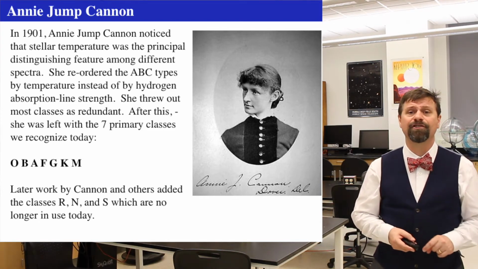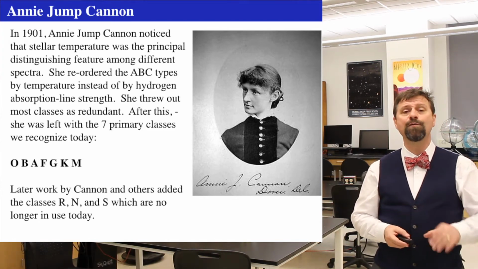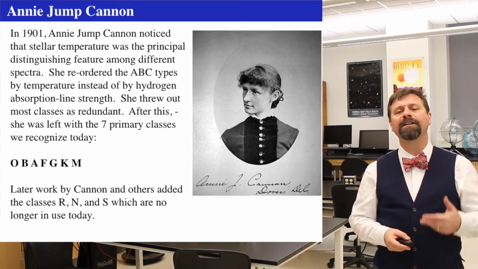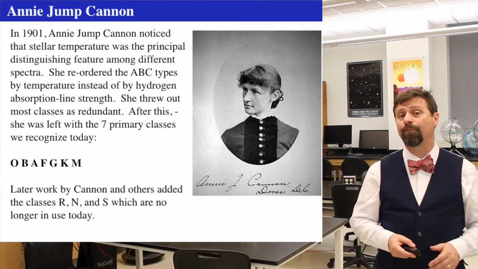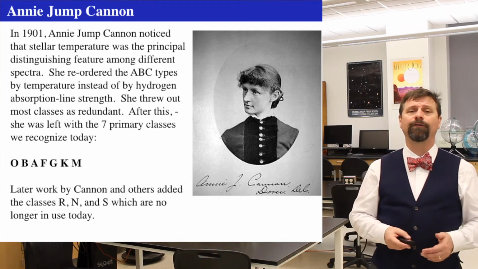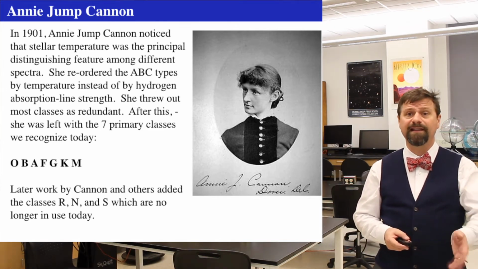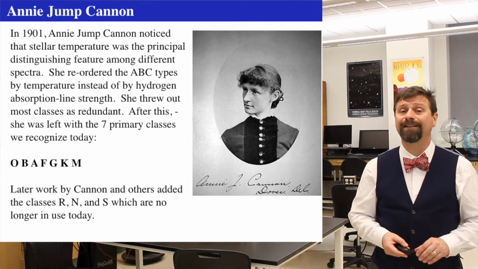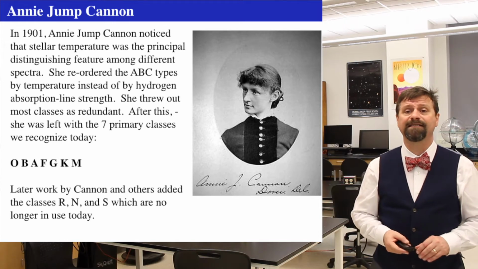Instead of by hydrogen absorption line strength, she removed most of the classes as being redundant, and she reorganized them according to decreasing temperature. So she found the O stars to be the hottest, then the Bs, then the As, Fs, Gs, Ks, and Ms. And these are the 7 primary stellar spectral classes that we recognize today.